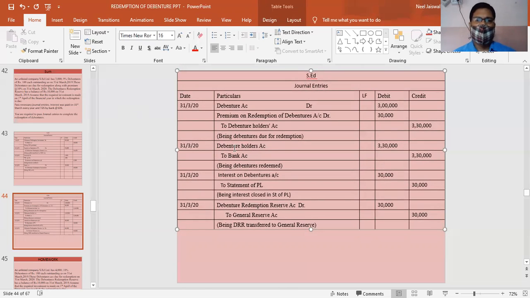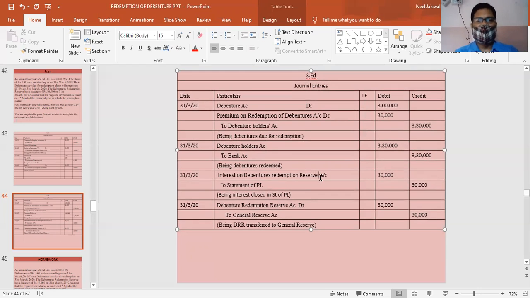Achha. Then debenture holders account debit to bank. Why? Because we are paying the debenture holders 3,30,000 on the date of redemption. 31st 3, debenture holders to bank. Remember the interest entry, interest on DRI, not debentures. Interest on DRI, debenture redemption reserve.